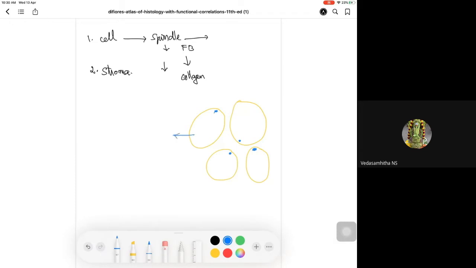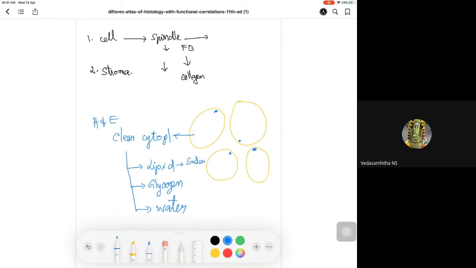There is another concept you have to remember here. Whenever you see clear cytoplasm, you have to think of three things. It can be lipid, as in adipocyte, it can be glycogen, or it can be water. Only these three things will have a clear appearance in the cytoplasm in the H&E section. Lipid, you can do a special stain called Sudan black, and for this, you have to do a frozen section.